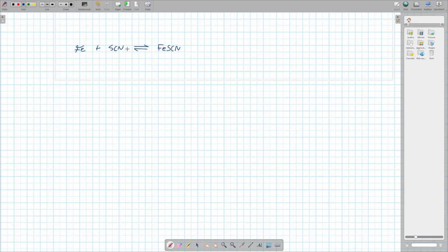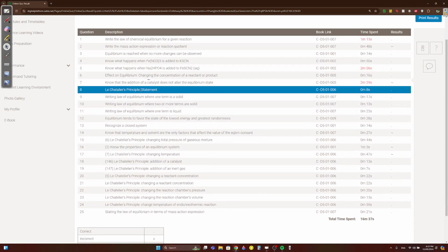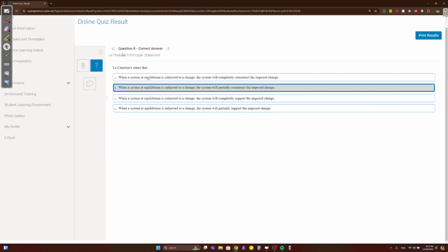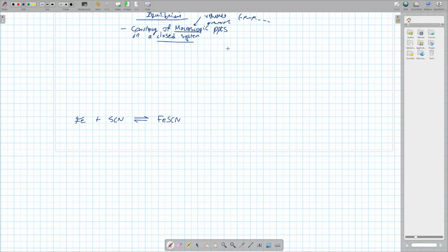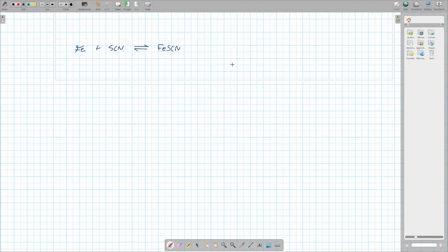A chemist called Le Chatelier came and said you can actually change the equilibrium. This is Le Chatelier's principle: when a system is at equilibrium and you change it, the system will partially counteract the imposed change. Remember in grade 10, we took 5 factors that affect the rate of the reaction: increasing the temperature, increasing the pressure if it's a gas, increasing the concentration, increasing the surface area, and adding a catalyst. These are all factors that affect the rate.